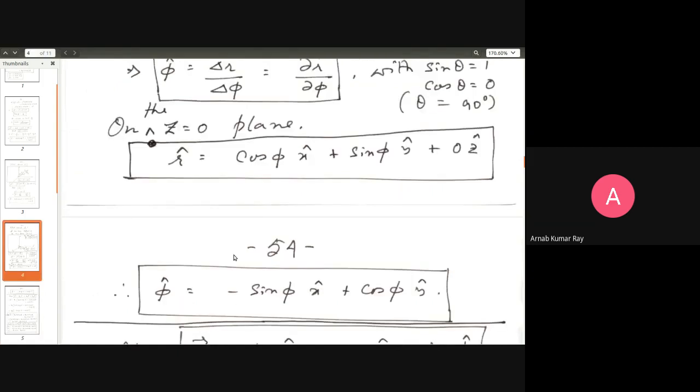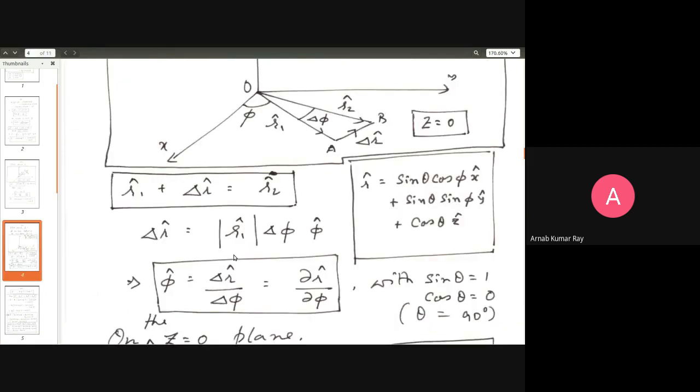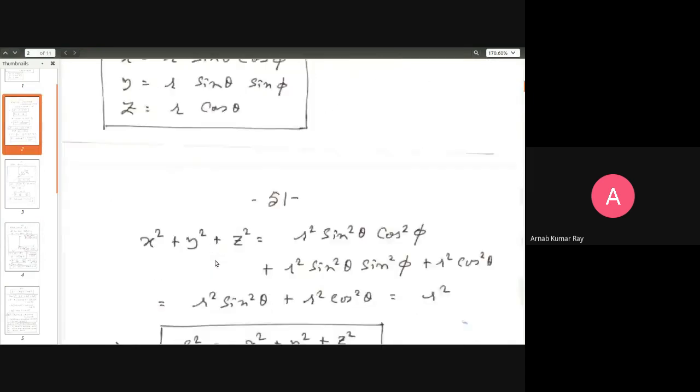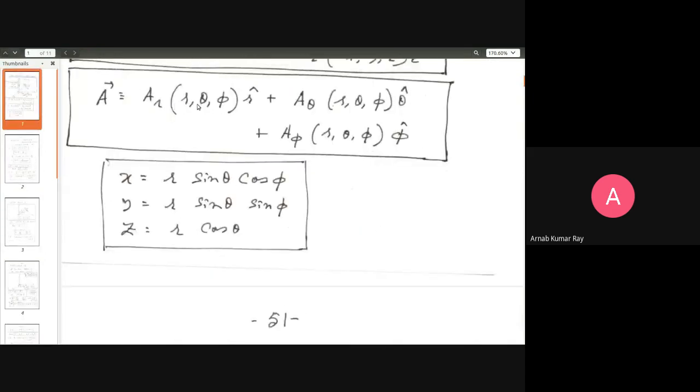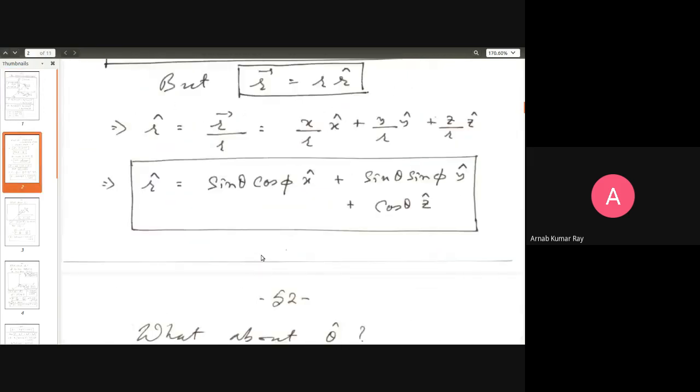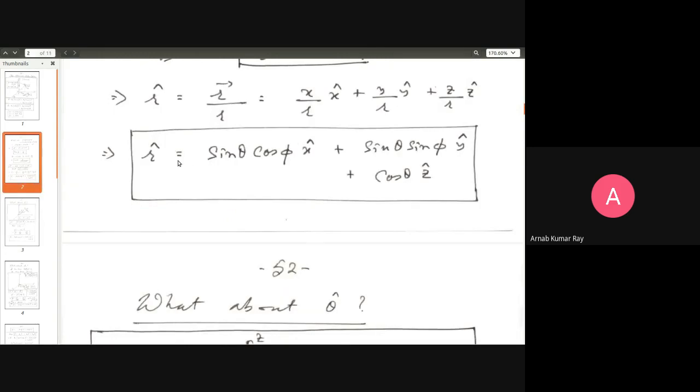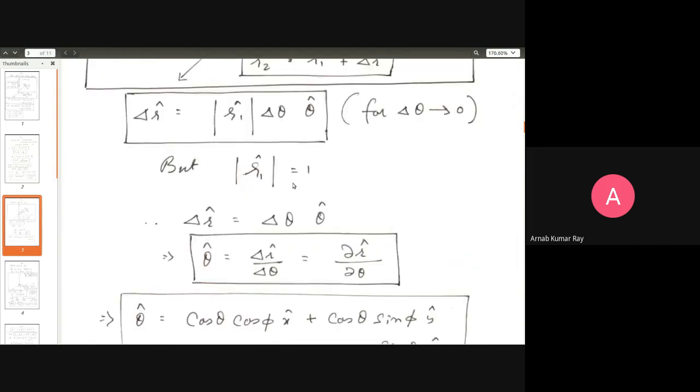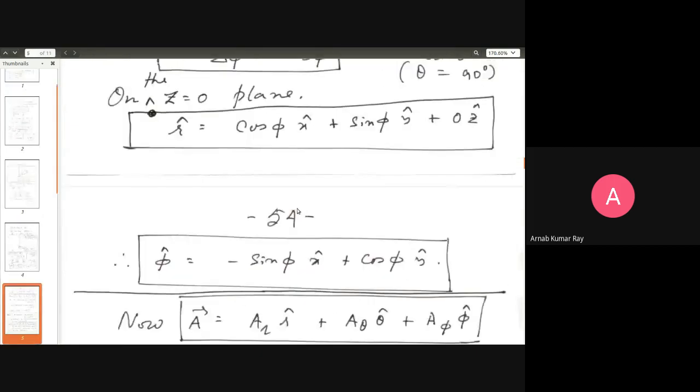Anyway, so we have done two things. First is to connect the coordinates in one system with the coordinates in the other. We have done that. Now we have connected the unit vectors of the new spherical polar system in terms of the unit vectors of the Cartesian system, x cap, y cap, and z cap, for all the three unit vectors, namely r cap, theta cap, and phi cap.